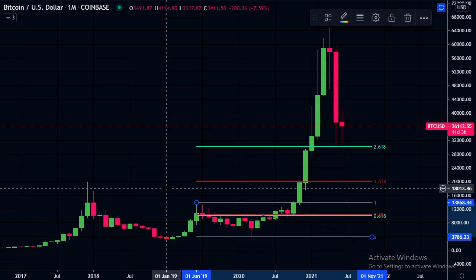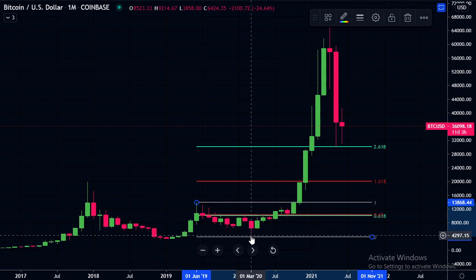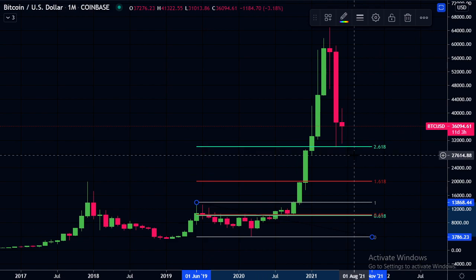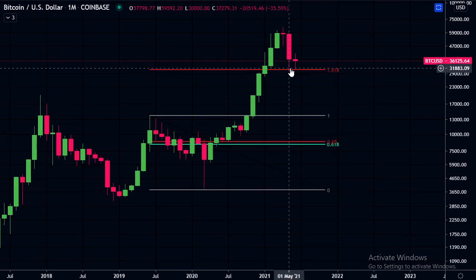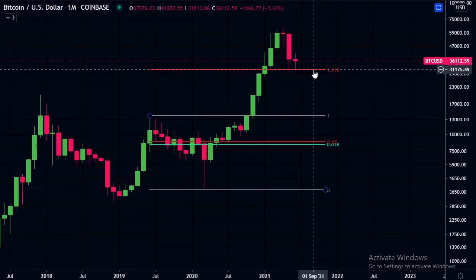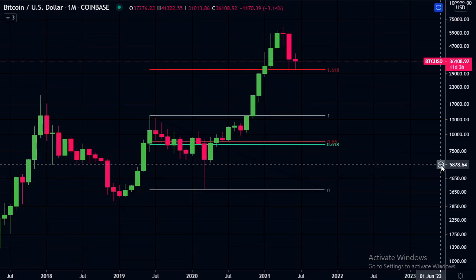And finally, we'll look at the fib extension here from this 14K level down to the stock market crash at 4K. This is on the regular scale. We pull back to that 2.618 level. And if we go on the logarithmic scale, we can see we pull back exactly to the 1.618 level. So that's regular scale, and that's logarithmic scale.